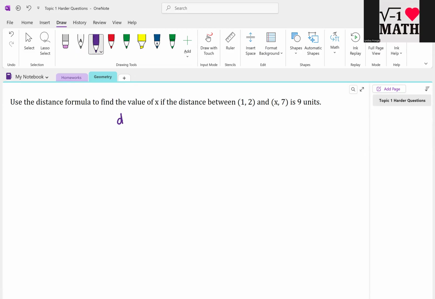So distance formula is distance equals the square root of x2 minus x1 squared plus y2 minus y1 squared. But remember that x2, x1, y2, y1, the order does not matter because when you subtract the two coordinates and square it, no matter which one you did first, it's going to end up giving you the same number in the end. So here, the distance is 9, so that's going to get plugged in on this side for d for distance.